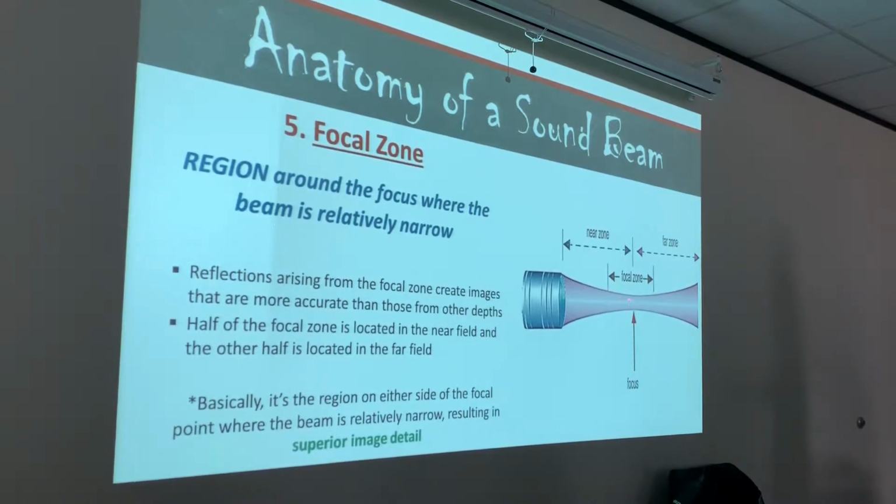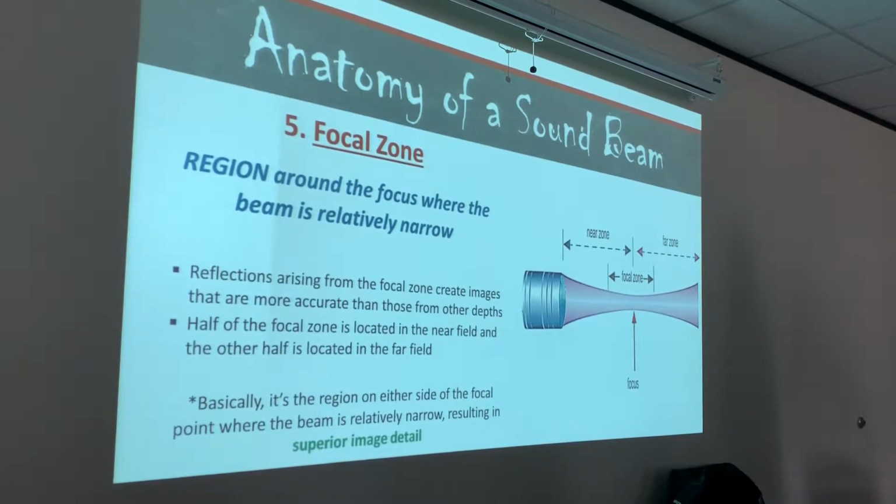I have a question coming up, a little quiz in a minute, so I'm going to table it. Basically, the focal zone is the region on either side of the focal point where the beam is relatively narrow, resulting in superior image detail or superior lateral resolution. That's why our beam is narrow.